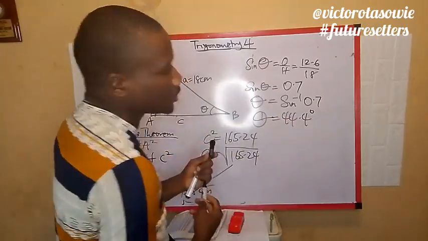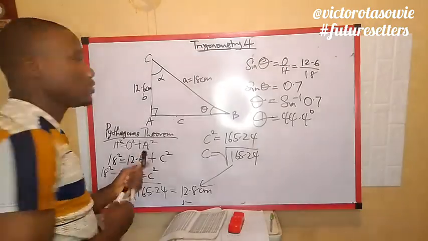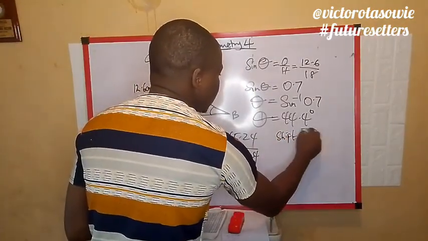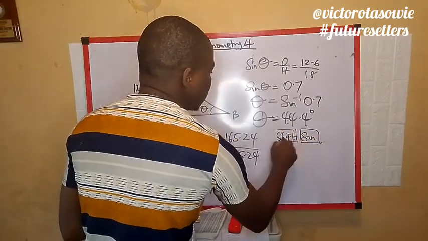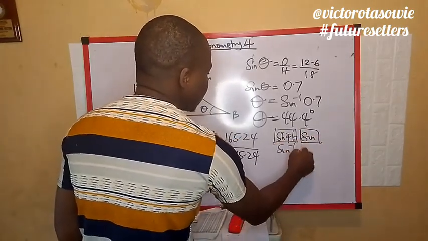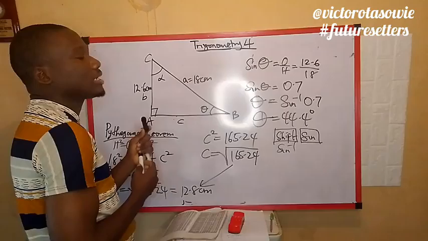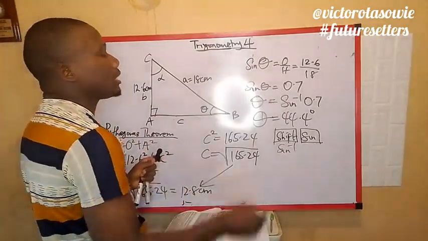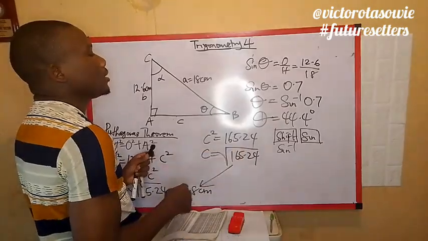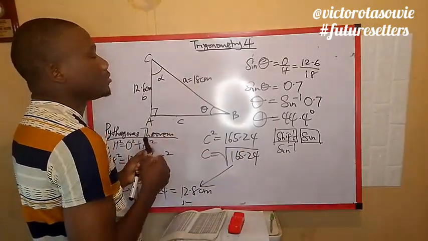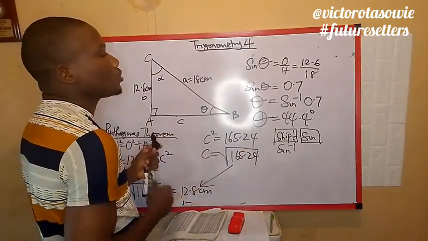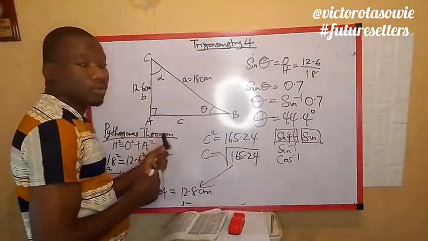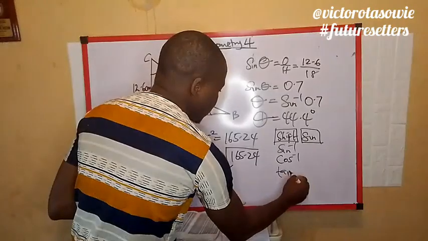But if you want to use your calculator, you can just go to shift. You click on shift, and you click on sine. If you click on shift and sine, you're able to get your sine inverse. For example, if you are told tan 30 is equal to this, all you need to do is click on shift and click on tan, and you get tan inverse. If you are looking for cos inverse, you just go to shift and click on cos, and you get cos inverse.